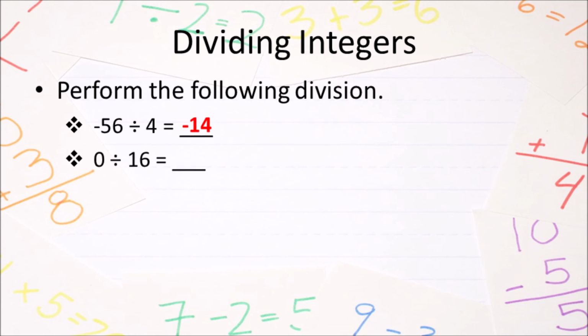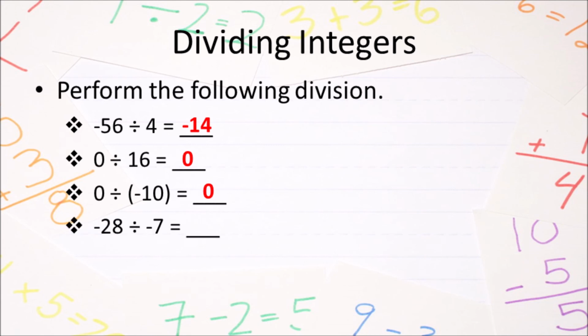If I take 0 and divide by 16, well, 0 is not positive, is not negative, but I work it out the same way. 0 divided by 16 is 0. There are no signs on a 0 value, so I can just write down 0. Same thing if I take 0 divided by a negative number. 0 divided by negative 10 doesn't make it negative 0. It's simply 0 because 0 doesn't have a sign.